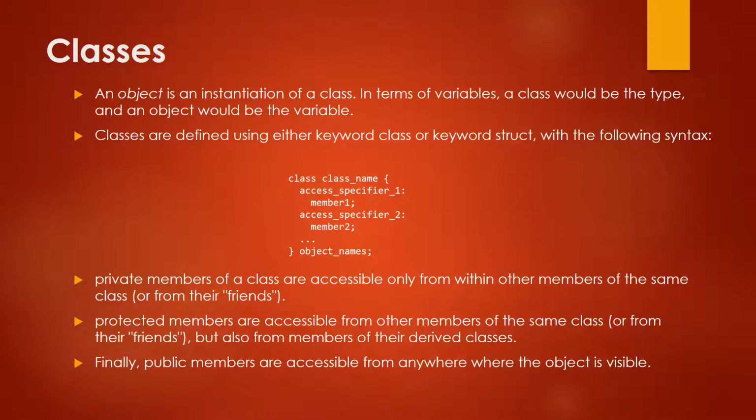An object is an instantiation of a class, okay? So in terms of variables, if you think of an integer, let's say I have an integer called health. The type of that health is an integer. And the object would be the variable itself, the thing that stores it. So for a class, there's two words I want you to remember, classes and objects. A class is the type, while an object is actually the variable that's used to store information.